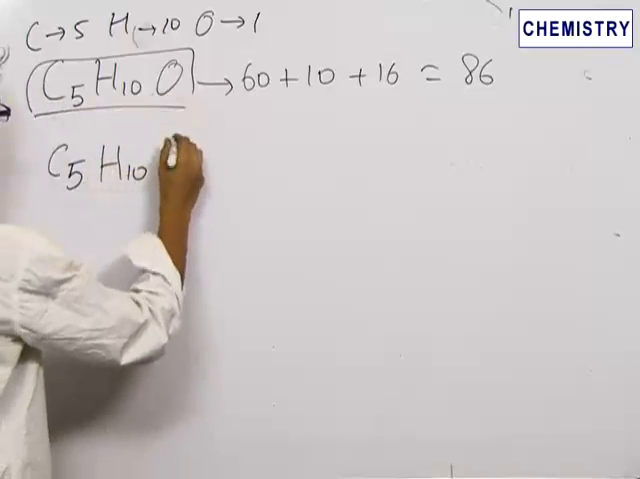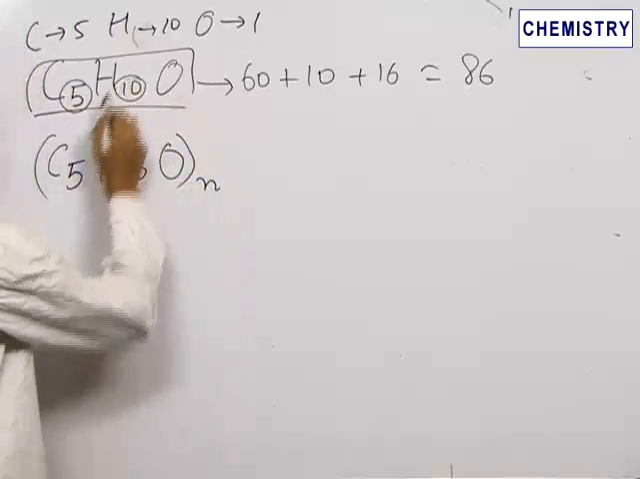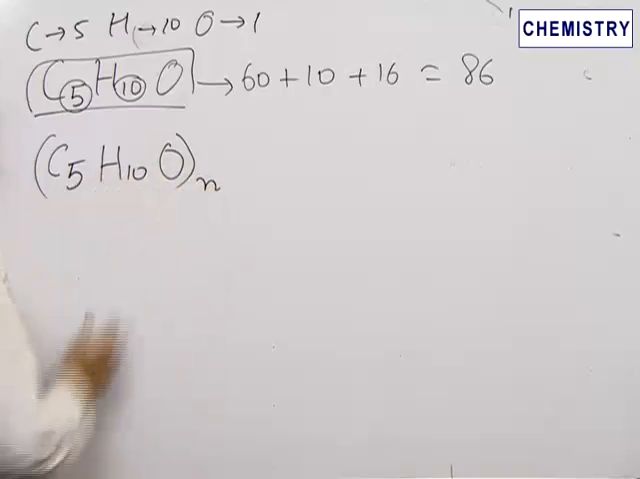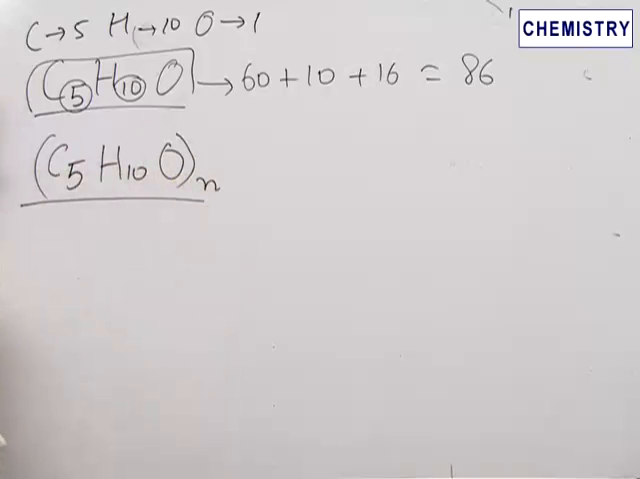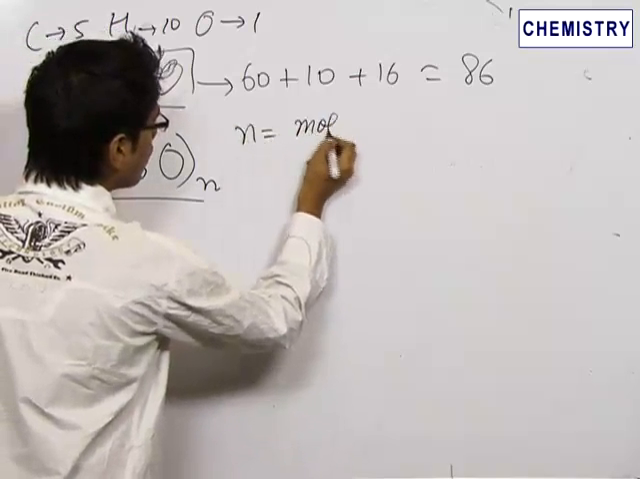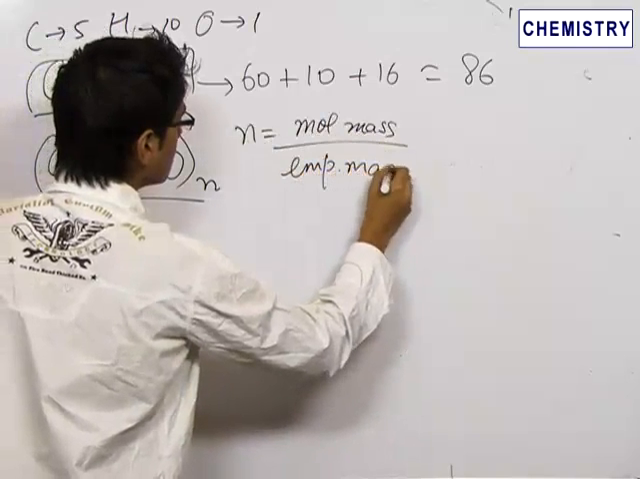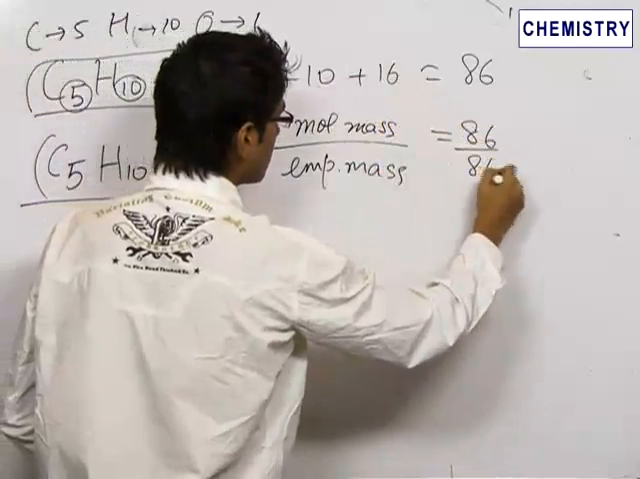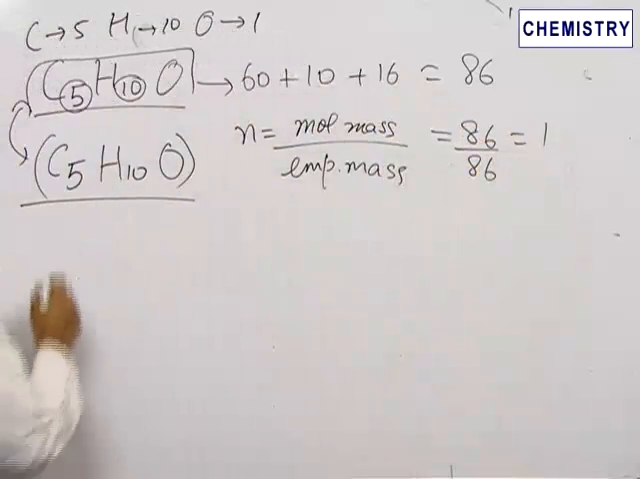So the molecular formula of the given compound can be written as (C5H10O) into N. Since these were the smallest, simplest ratios, hence 5N, 10N and N, when taken in this formula, (C5H10O)N becomes the molecular formula of the given compound, and this N is obtained by molecular mass upon empirical mass. Our empirical mass comes out to be 86 and molecular mass is also given equal to 86. So we have N equals 1. Hence we have empirical formula equal to molecular formula.